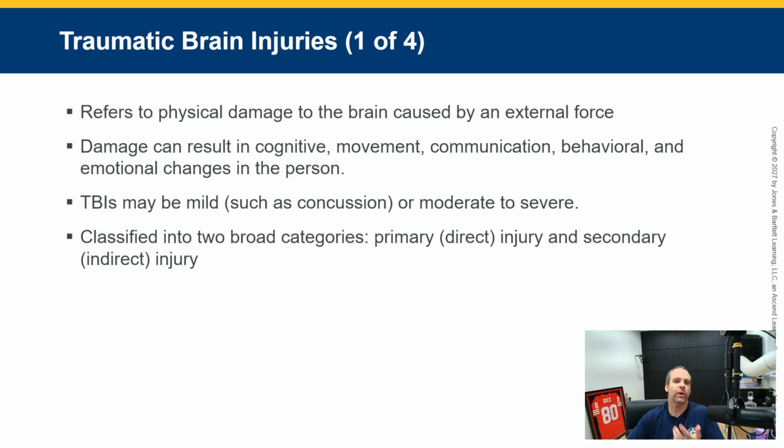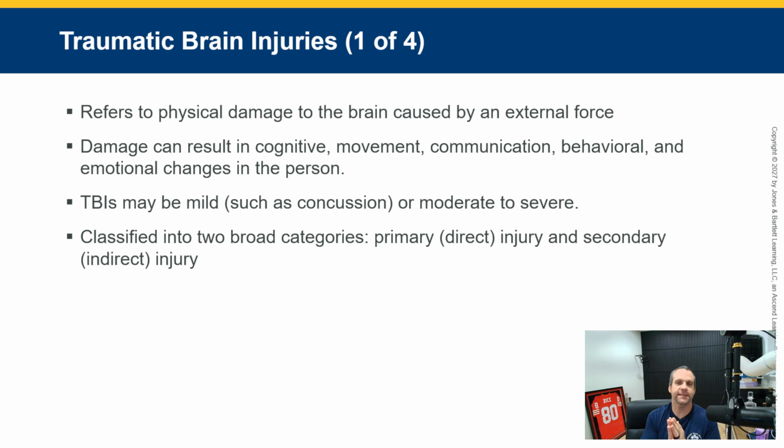So let's kind of discuss what actually that is. A TBI is actual physical damage that is caused to the brain from an outside force. That could be a direct force, a rapid acceleration, deceleration, a crazy rotation of the head, or penetrating trauma. Now, the effects of it depend largely on the location and the severity of the injury. A TBI may interfere with thinking processes, memory, movement, speech, behavior, emotional control.